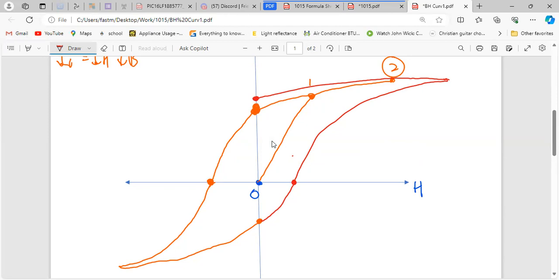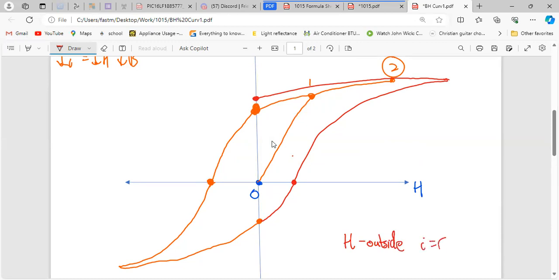The current is dead, so you have no more field outside. Remember, H is the field outside. If I cut off the current, there is no more field outside. Remember, H is the field line with the flux outside. That is what the dipoles are lining up with.